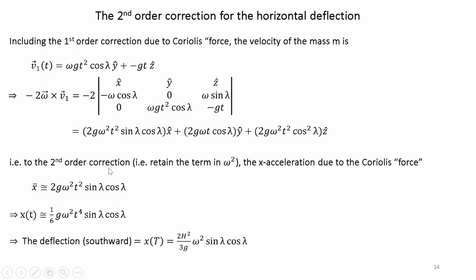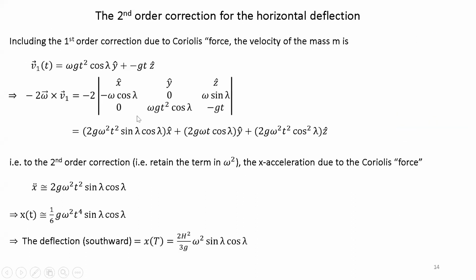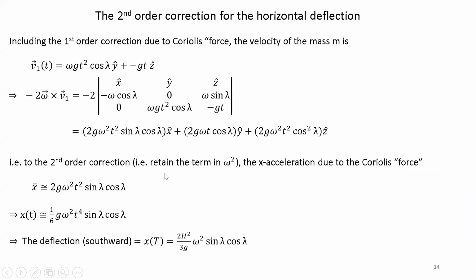But you can imagine that you can do that. All you need to do is substitute the v2(t) back to the Coriolis term again and repeat the same calculation. Okay, so I think I have to stop here. Next time we'll finish this part of the chapter.